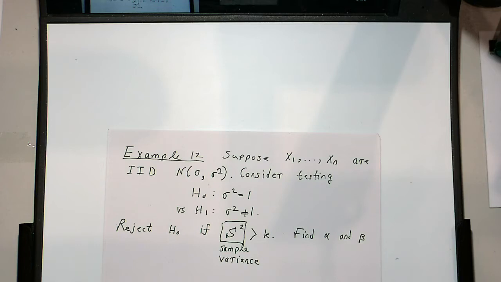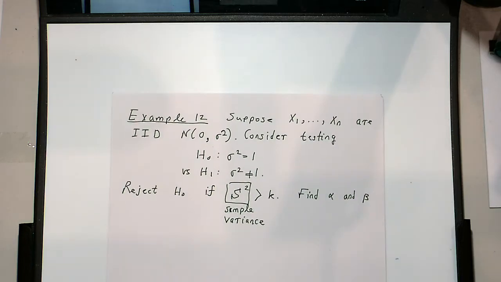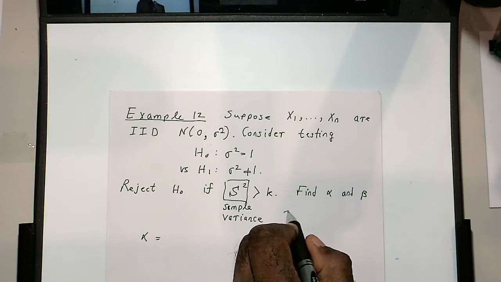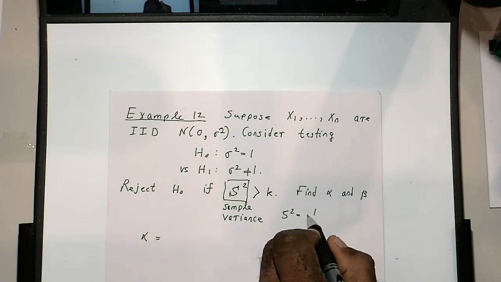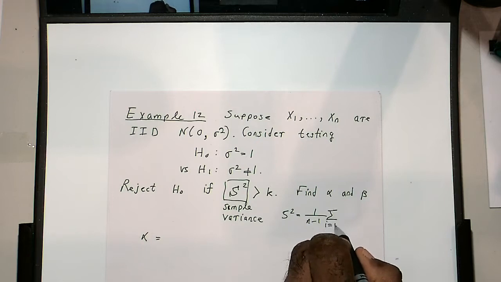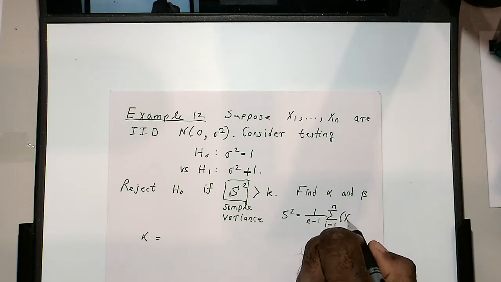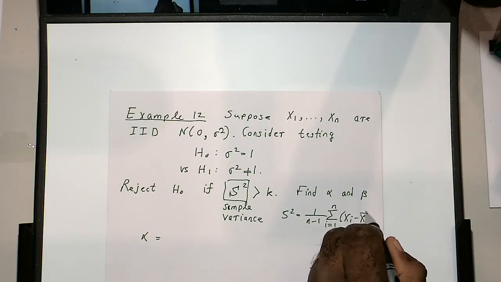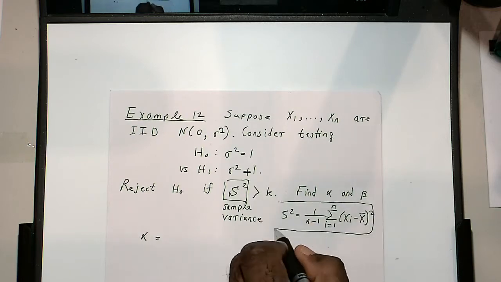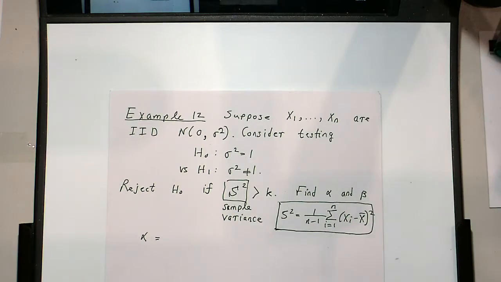Okay, let's see how we can do this. Just to clarify, what I mean here by S squared, just to refresh your mind, this is the formula for the sample variance that you will use for the exam if it comes up. This is the formula that you will use, right?